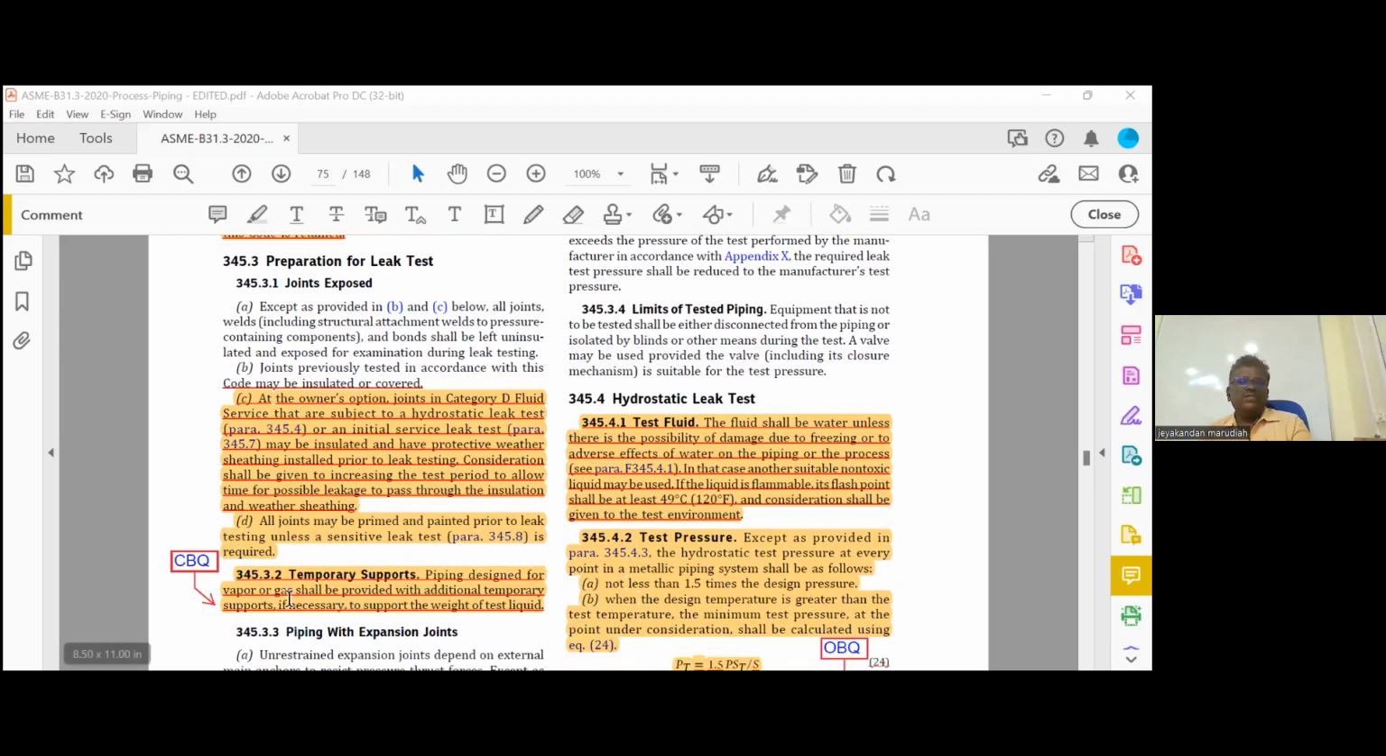Then temporary supports. This is important. Piping designed for vapor or gas shall be provided with additional temporary supports if necessary to support the weight of the liquid. Suppose you are doing hydro test of the gas line. So we may need additional supports.